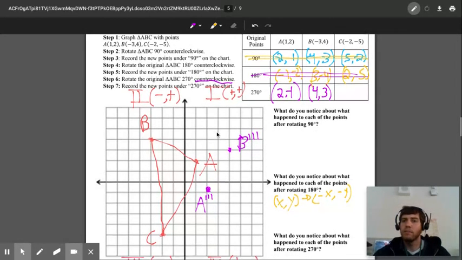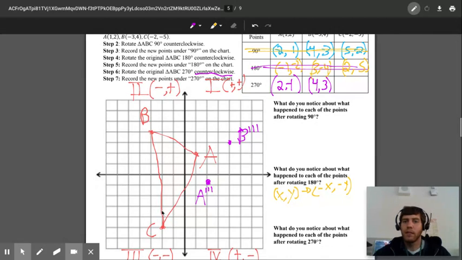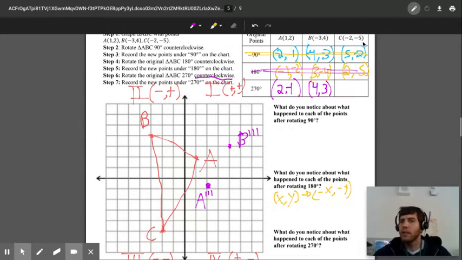Okay. C is -2, -5. It's down here in quadrant 3. So if we go 270 counterclockwise, we're going 3 quadrants counterclockwise. So 1, 2, 3. We're going to end up here in quadrant 2. So first thing, again, take those 2 numbers, 2 and the 5. Again, don't worry about the signs. Switch them, and it's going to become 5, 2.